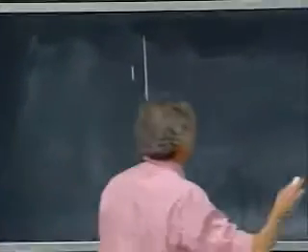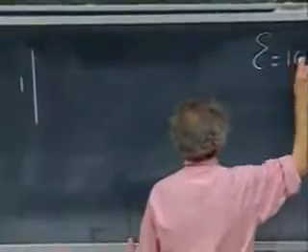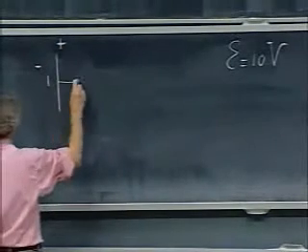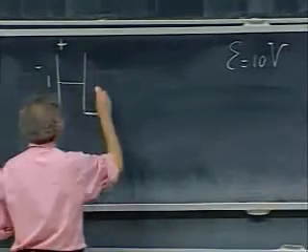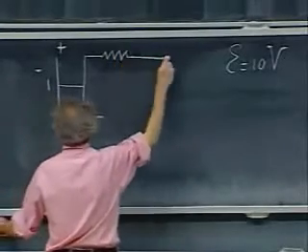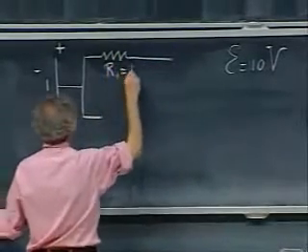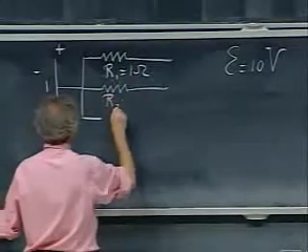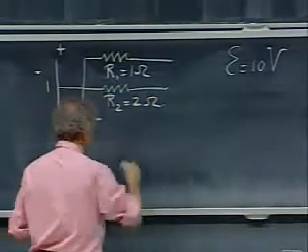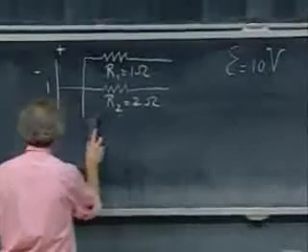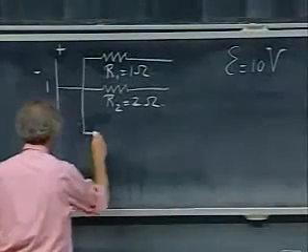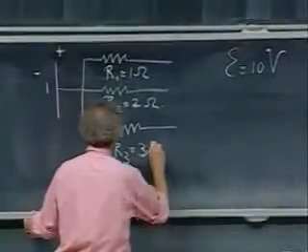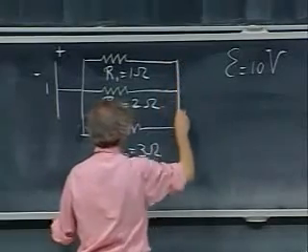This is a battery, and this battery has an EMF, which is 10 volts. That's a given. Plus, minus. And here, the current is going to split into 3. There is R1, which is 1 ohm. R2, which is 2 ohms. And then we have R3. I'll put it a little lower. R3 is 3 ohms. They come together here.